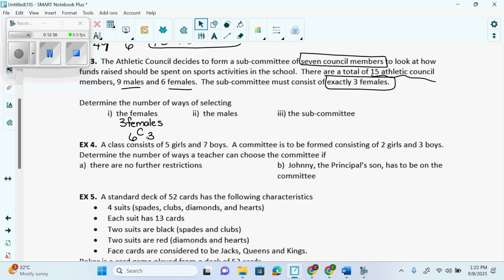Why? How many need to be on this subcommittee? 7. How many have I chose currently? 3. I chose 3 out of 6, but I've only chose 3, correct? So how many more people do I need? 4. Now if it said a difference, like I could have some other females, that's fine, but it says exactly 3 females. So what do the 4 have to be? Males. So I'm going to go 3 females and 4 males to make 7.